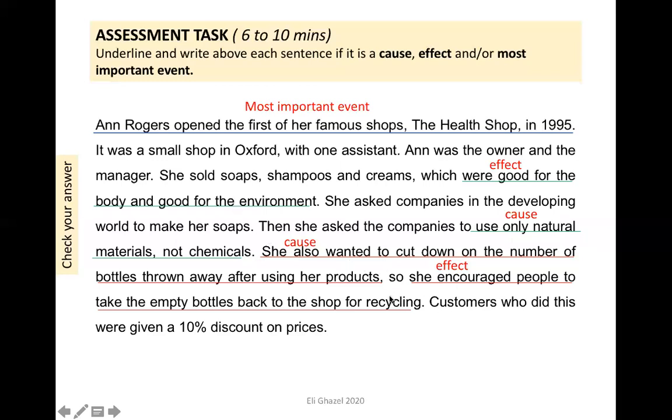The next cause and effect: the cause is she wanted to cut down on the number of bottles thrown away after using her products. So she wanted to protect the environment. Because she wanted to protect the environment, what was the result? She encouraged people to take the empty bottles back to the shop for recycling.